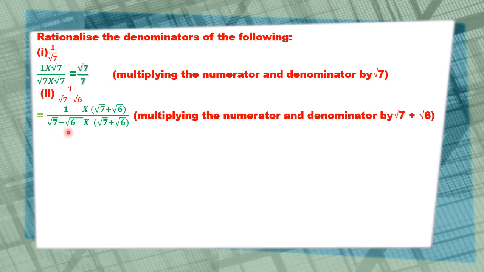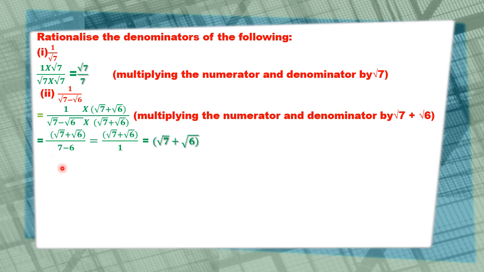Here a minus b is root 7 minus root 6 and a plus b is root 7 plus root 6. As I previously told you, if we multiply by a number in the denominator, we need to multiply by the same number in the numerator. So multiplying the numerator and denominator by root 7 plus root 6. As I already explained to you, a minus b into a plus b is equal to a squared minus b squared. So ultimately the roots will get eliminated in the denominator. Let's see how it works.